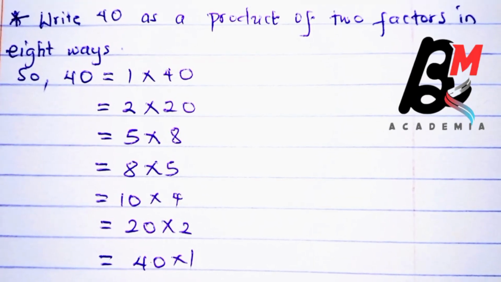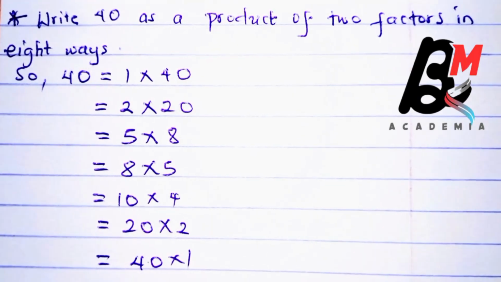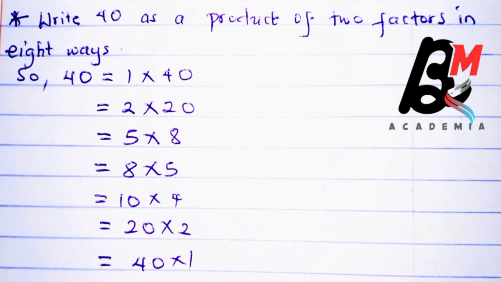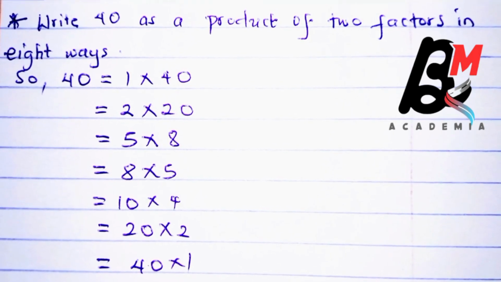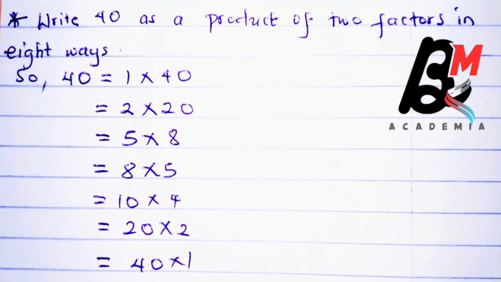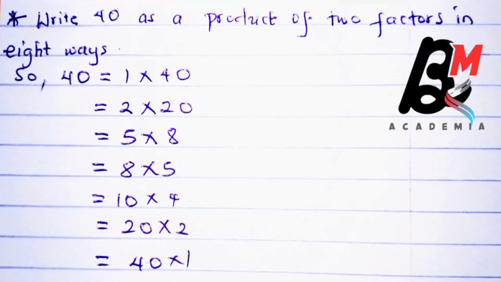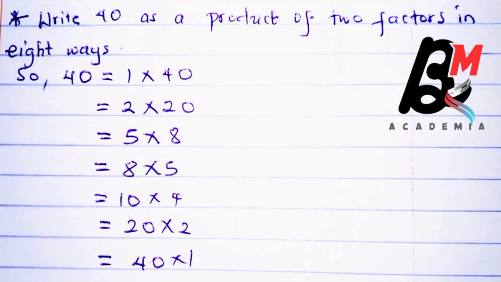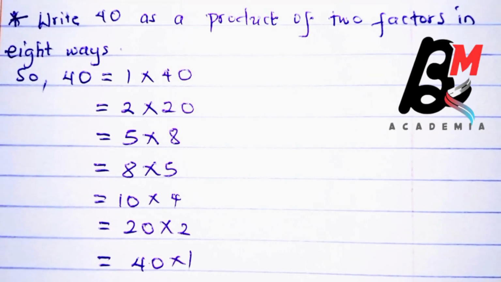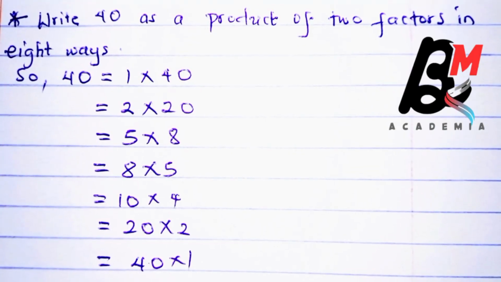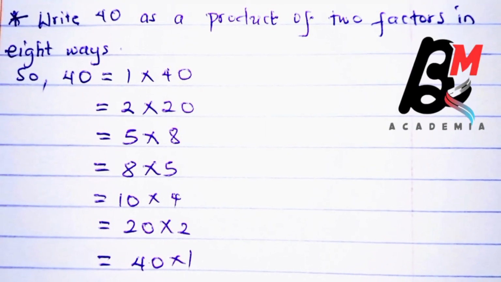Let's look at another example. Write 40 as a product of two factors in 8 ways. So 40 is equal to 1 times 40, is equal to 2 times 20, is equal to 5 times 8, is equal to 8 times 5, is equal to 10 times 4, is equal to 20 times 2, is equal to 40 times 1, is equal to 4 times 10. So these are the 8 ways of expressing 40 as a product of two factors.